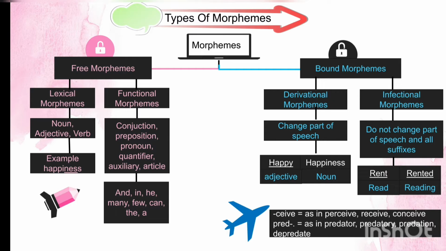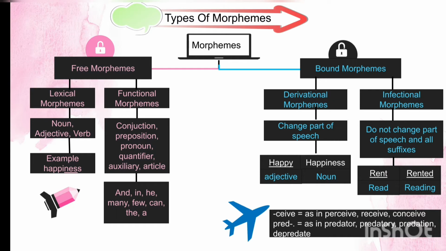Free morphemes are divided into two functions. Namely, the first is lexical morphemes, such as noun, adjective, and verb, for example, happiness. And the second is functional morphemes, such as conjunction, preposition, pronoun, quantifier, auxiliary, and article. For example, for conjunction is "and", a preposition is "in", and for pronoun is "he" and any other.